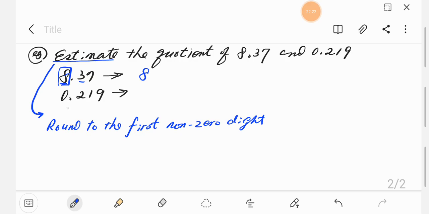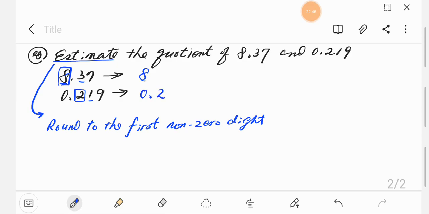How about the divisor? 0.219. Okay, so round to what's the first non-zero digit? That is 2, right? The 10th digit. So you can round this one to the 10th digit. So check the 100th, which is 1. So this will be 0.2, right?